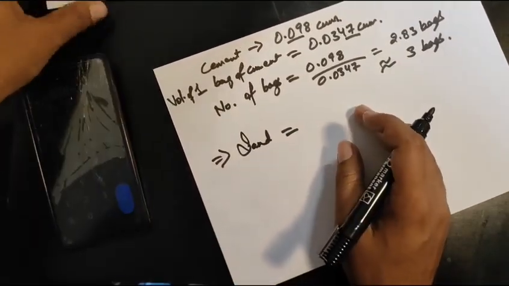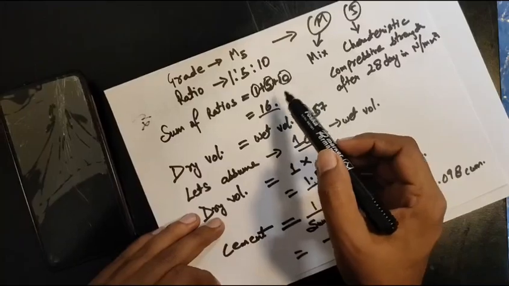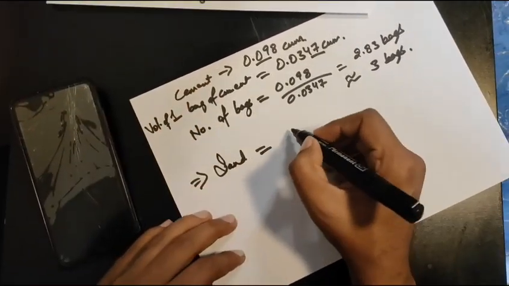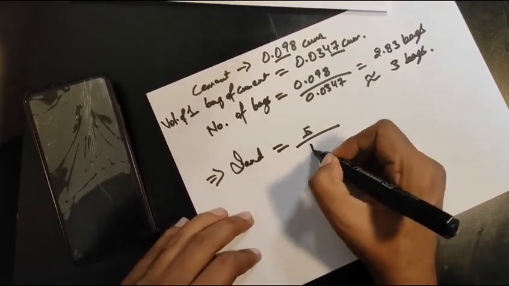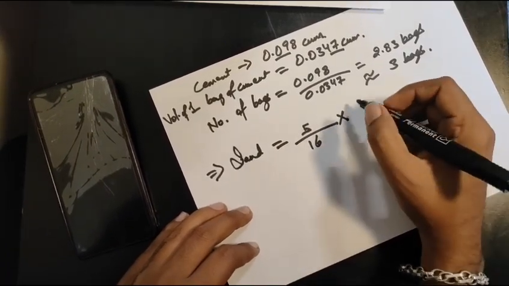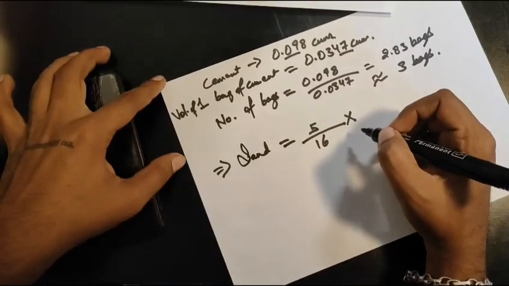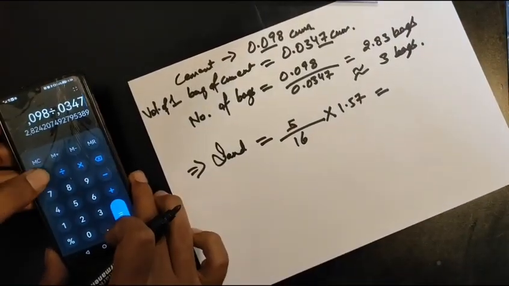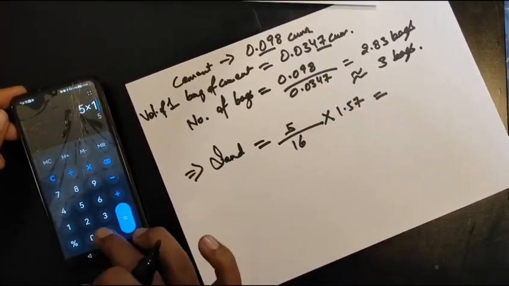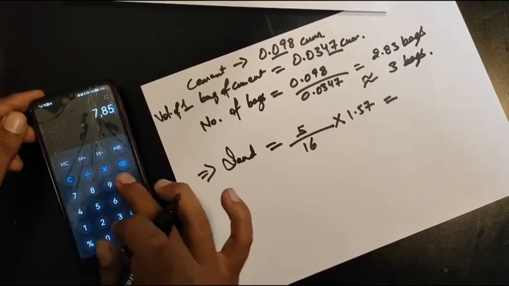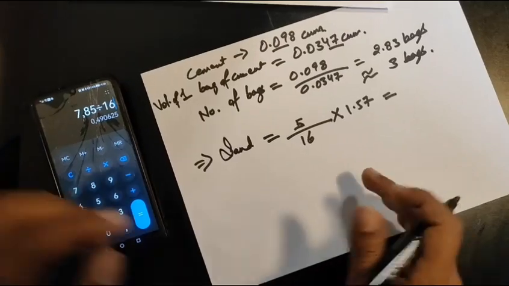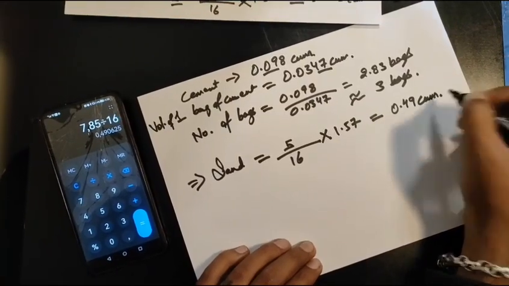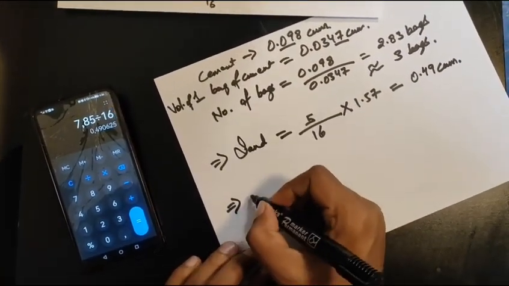Now it was sand. The ratio of sand is 5, so 5 divided by the sum of ratios, which is 16, multiplied by the total quantity of concrete which we are going to find out for, which is 1.57. So let's do the calculation. 5 multiplied by 1.57 divided by 16, which is 0.49 cubic meter.